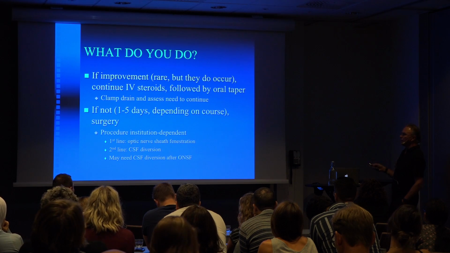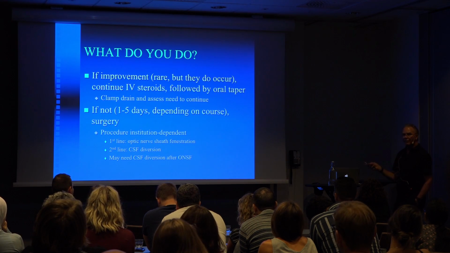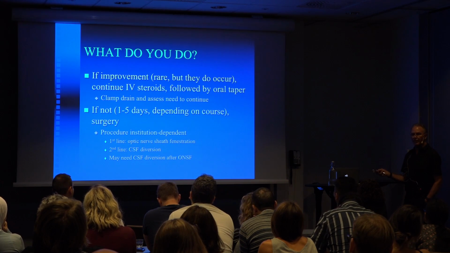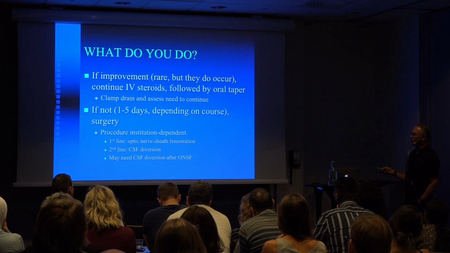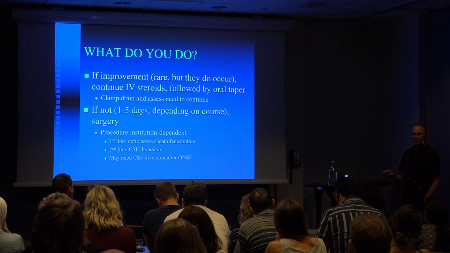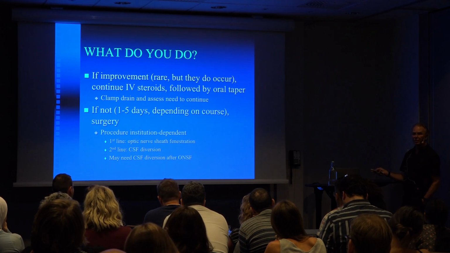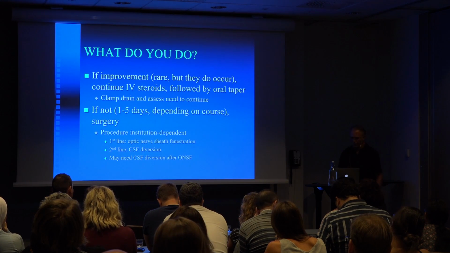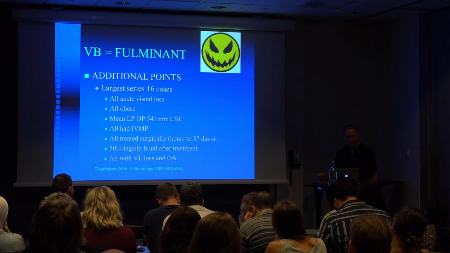And first line, often if there's a lot of vision loss like this, the first line would be an optic nerve sheath decompression in that affected eye to protect the vision primarily. Eventually, a lot of them are going to need a CSF diversion procedure after, so they're going to get both in this scenario. And then we monitor for effect after that.